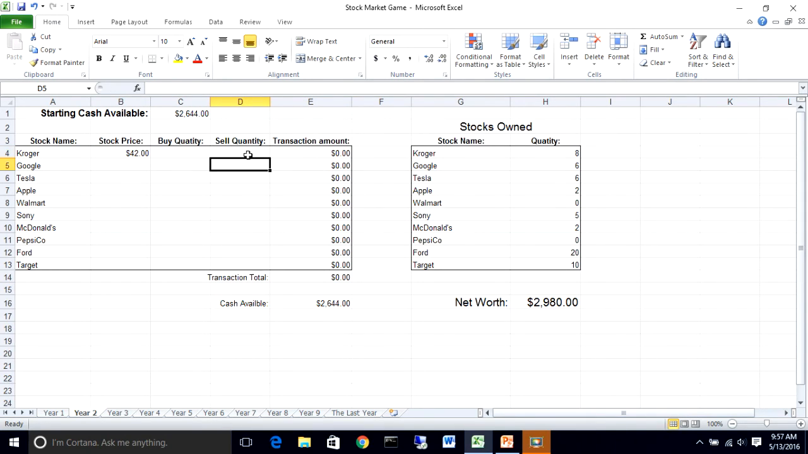But maybe I don't want to sell my Kroger because I think it's going to go up more. Let's say I buy 8 more. So even though I'm spending my cash, I now own 16 of it. So if it keeps going up, I'm going to make more and more money.